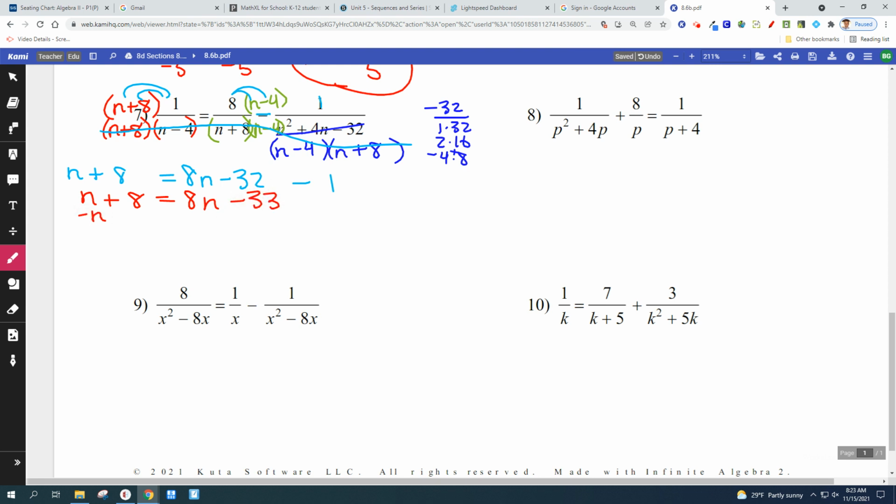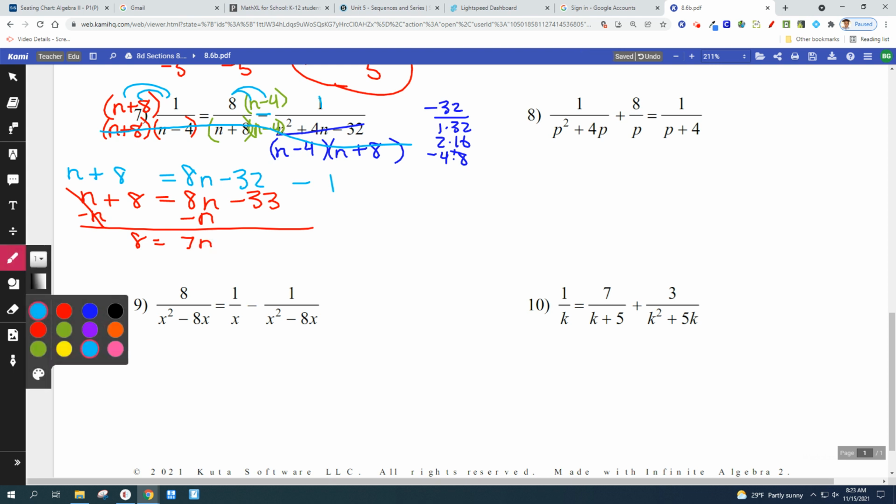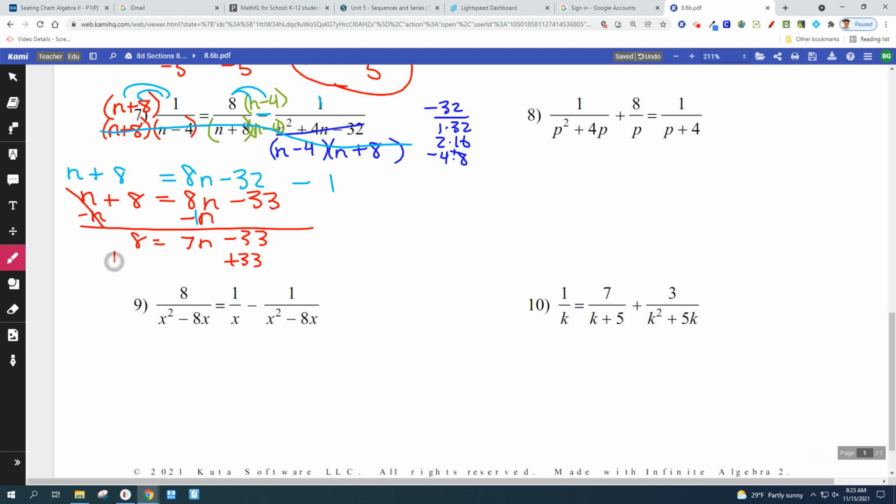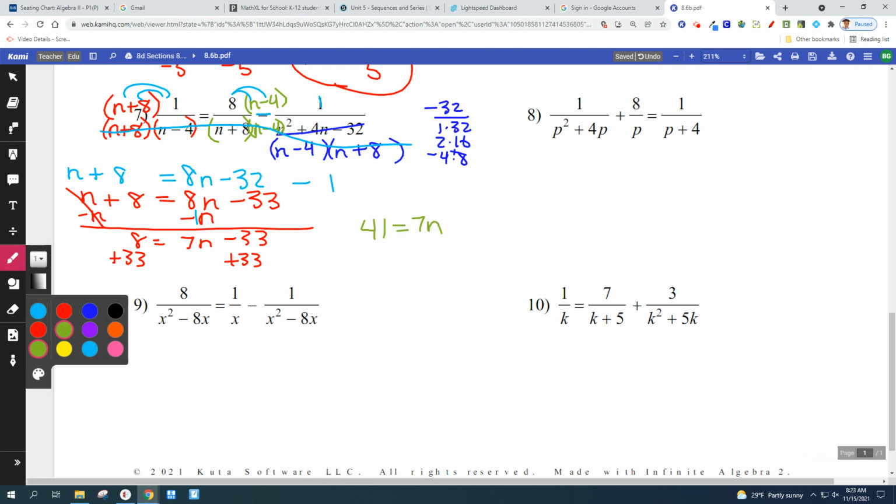I'm going to subtract this n. Doesn't matter. There's more than one way to do this. I have 8 equals 7n. Again, remember, that's a 1 right there. 8n minus 1n is 7n minus 33. Add the 33. 8 plus 33 is 41. Let's move over since I'm out of room. 41 equals 7n. We can divide by that 7. n equals 41 over 7.